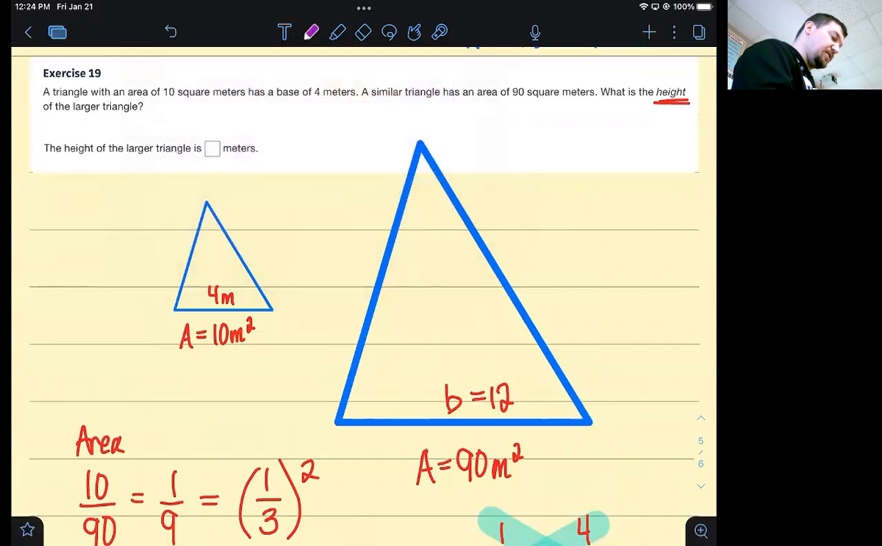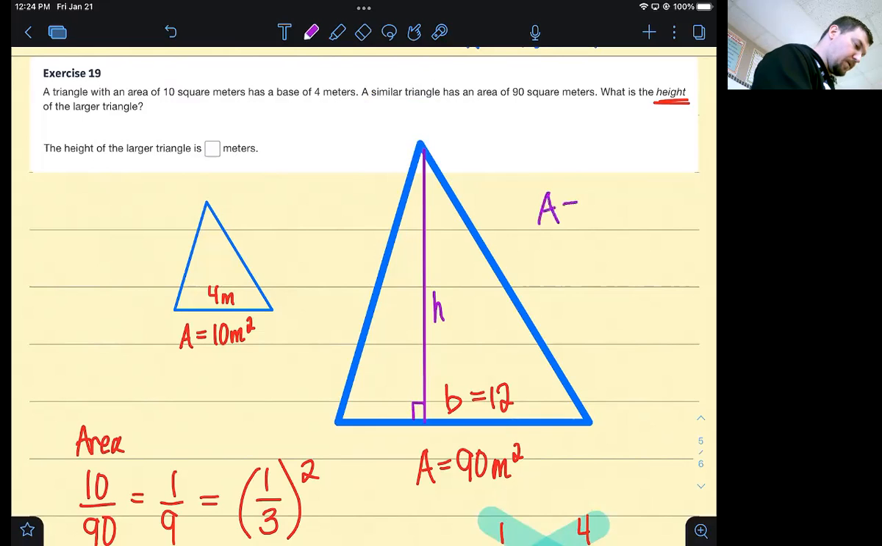Well, in order to solve this, you're going to need to know how to find the area of a triangle so we can find the height of it. Who knows the area formula of a triangle? Brady, go ahead. Okay.